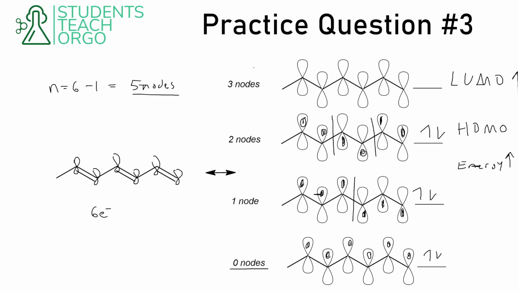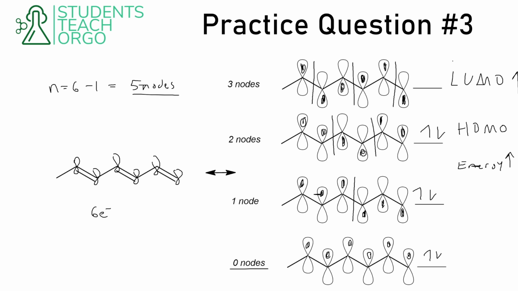Where would I put 3 nodes? Well, with 3 nodes, remember, we want symmetry among the center. So I can put 1 node right here, 1 node right here, and 1 node right here. Hopefully that makes sense.